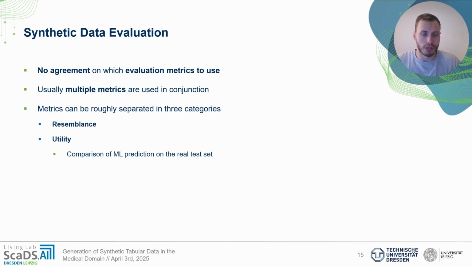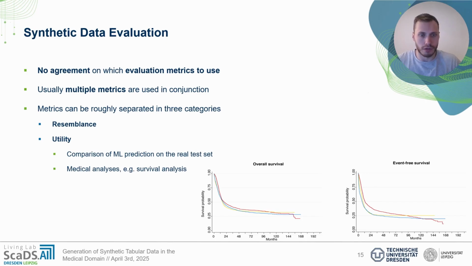However, there could also be other utility metrics. For example, if we are looking at some specific medical analysis, in the case of clinical trials, we would look, for example, at Kaplan-Meier curves to see if, for example, the survival has a similar curve.